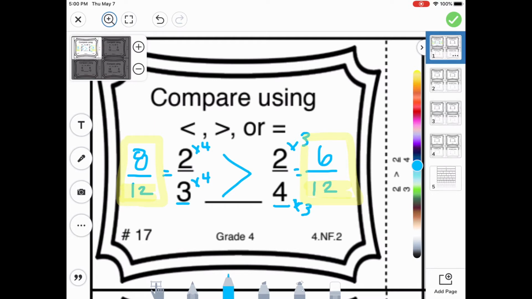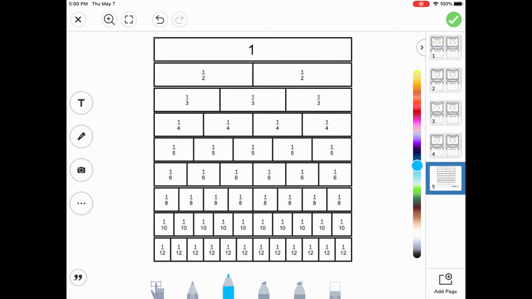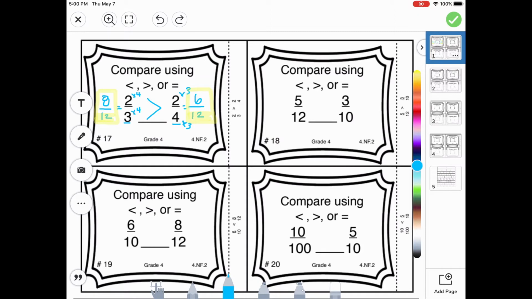A second strategy you could use is, if you look over on the sidebar, the 5th page that I've given you is a set of fraction bars that are each equal to one whole, but they're broken into equal parts of different fractions. So for example, this second bar right here is broken into 2 halves that equal one whole. So what you could do, if you didn't like the first strategy that I showed you, is shade in the first fraction of 2/3 and the second fraction of 2/4 to compare and see which one was larger than the other. So I'm going to remember 2/3 and 2/4.